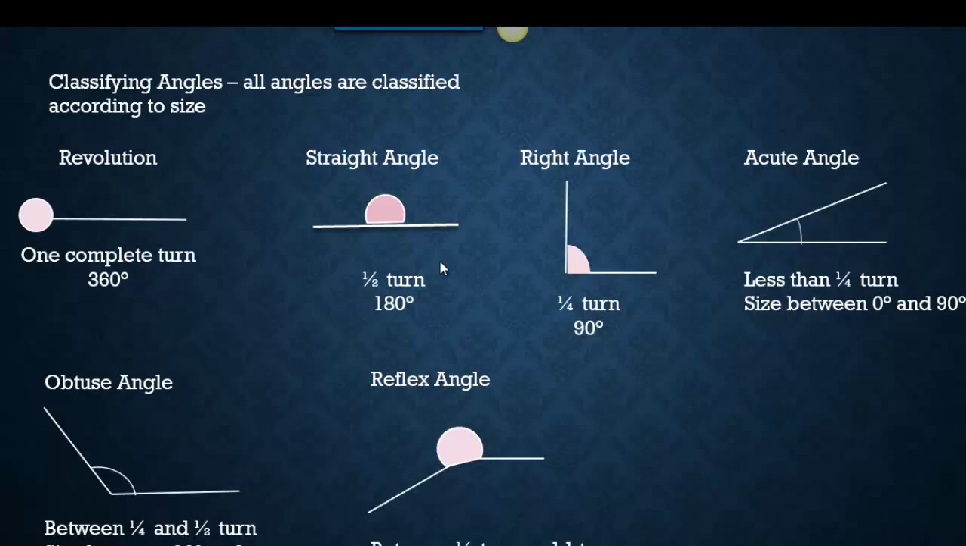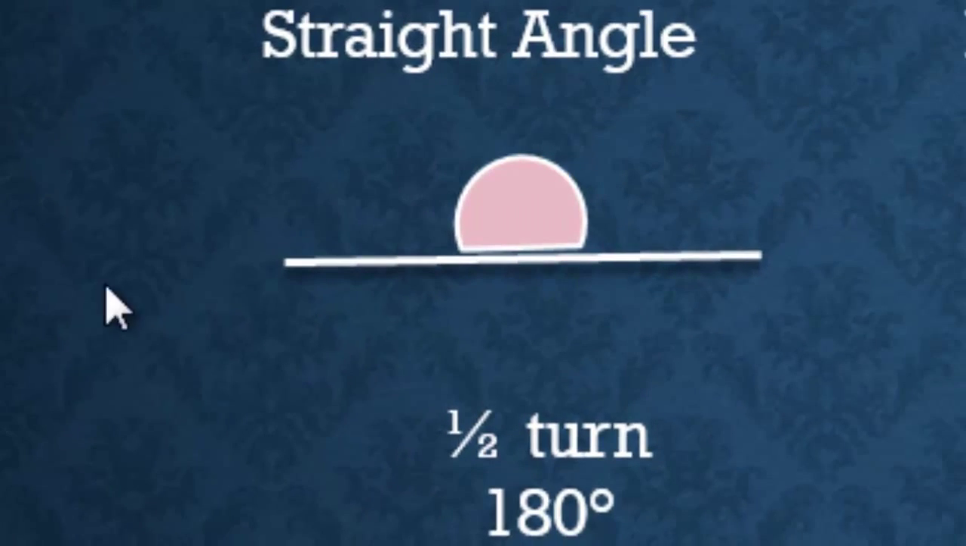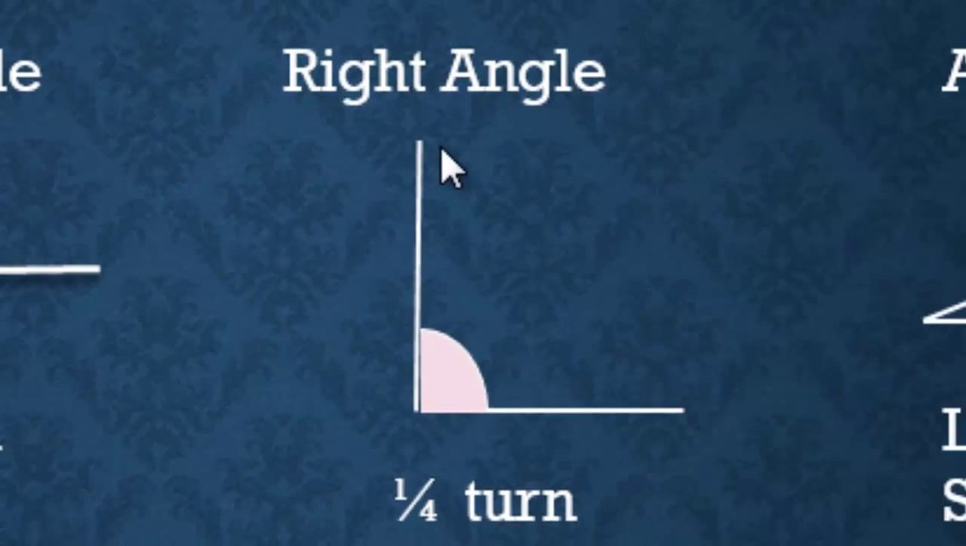When we classify angles, we can classify them all according to size. So a revolution is one complete turn around your center vertex, which is 360 degrees. A straight angle then would be a half turn around the line, which is 180 degrees. A right angle is an angle that we're all familiar with. That is a quarter of a turn and a 90-degree angle.